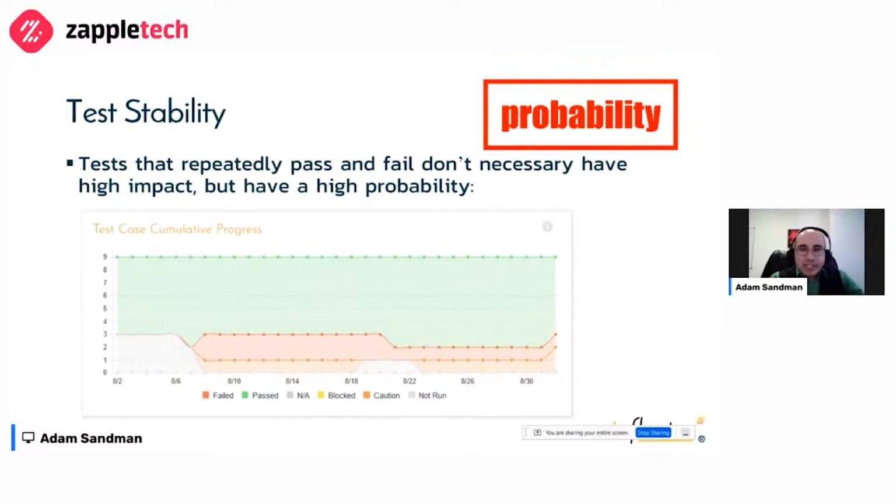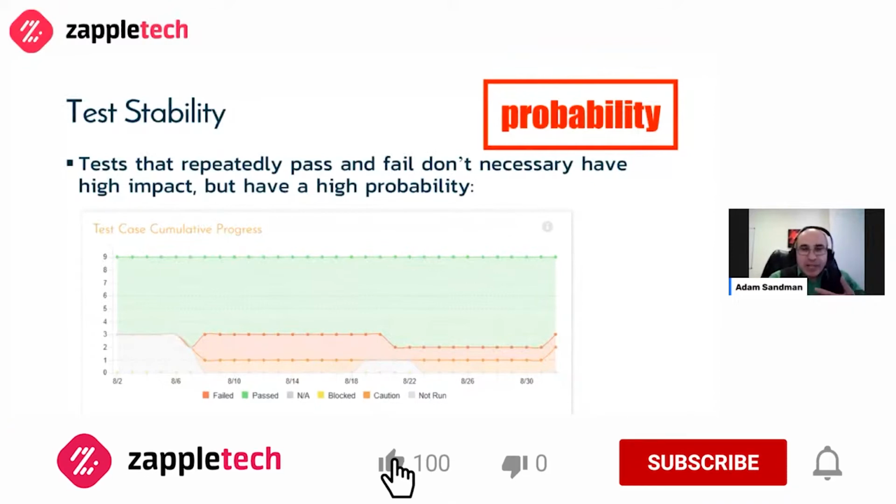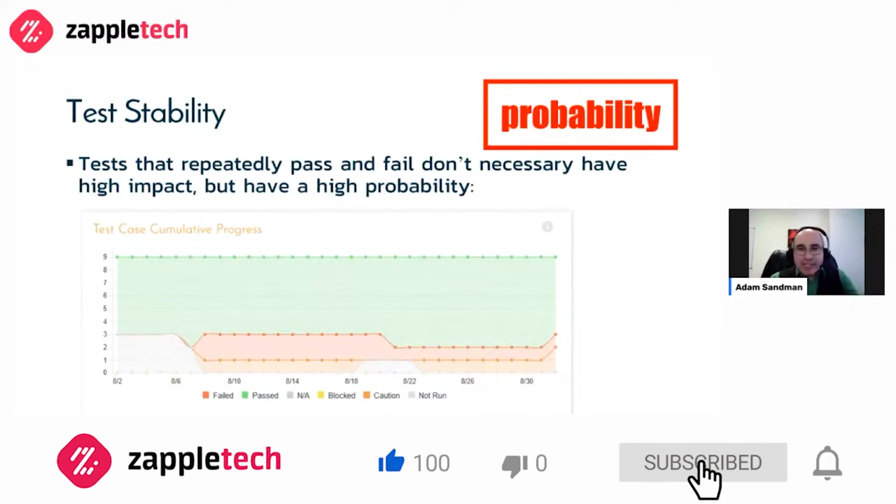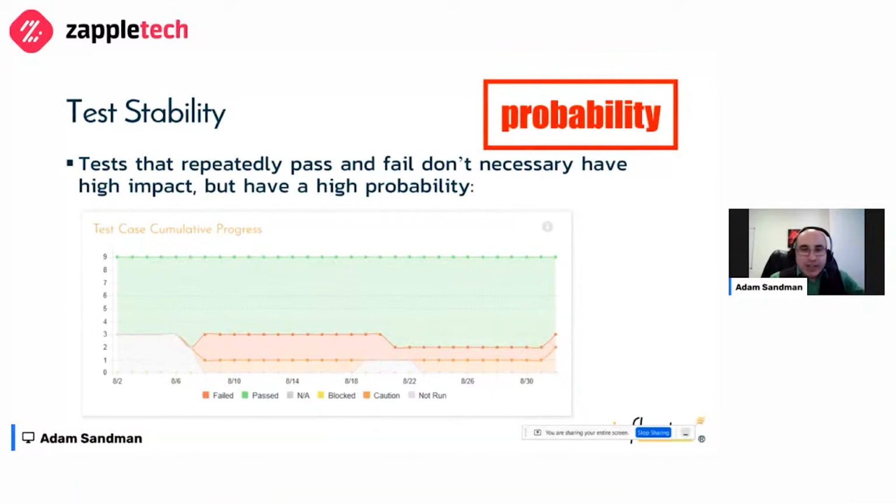So whenever you see tests that tend to have historically up and down situations, it could be a manual test where different testers are having different results. There's a probability there that something's not quite right. You shouldn't have that. So that doesn't necessarily mean it's a high impact issue or risk, but it certainly is a high probability risk that you need to look at.